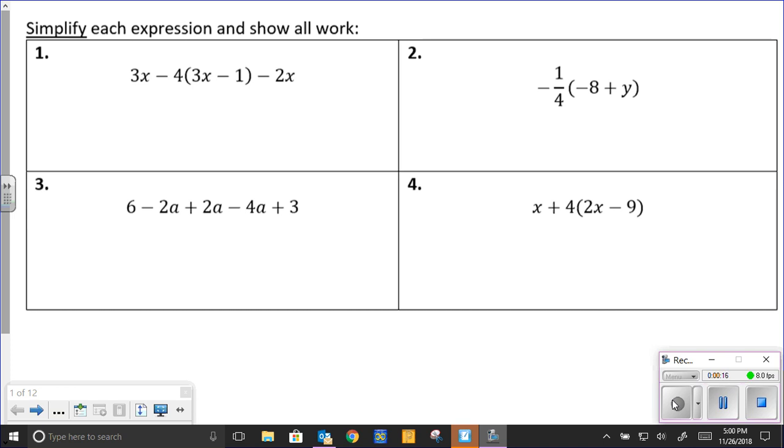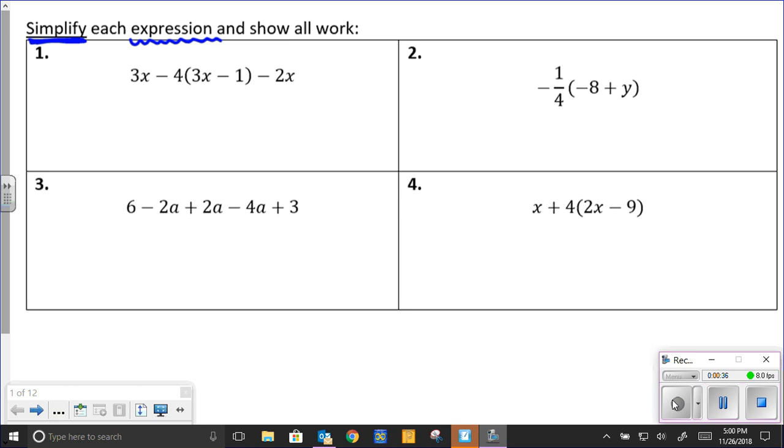So first of all, number one, remember what the directions are telling us to do. It's saying to simplify the expression. Remember, the expressions do not have equal signs. I'm not going to have x equals or y equals in any of these things. It is just simplifying it from a long sentence to something much shorter.